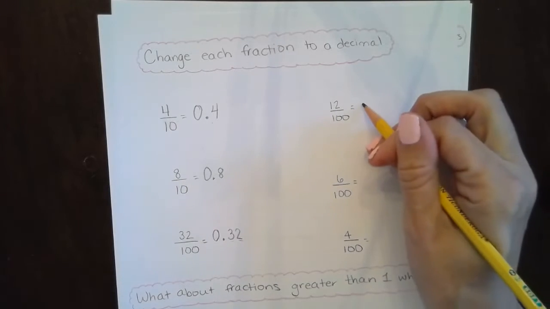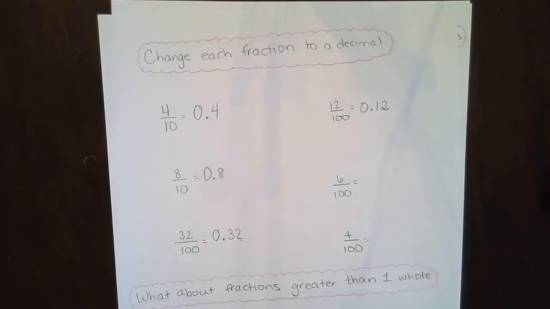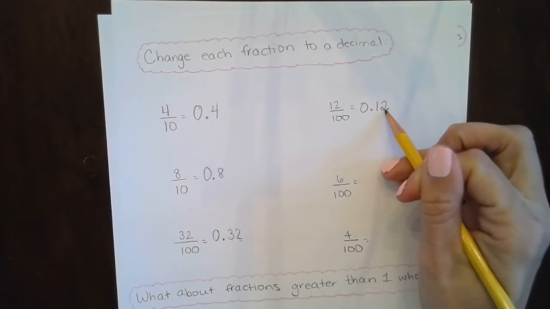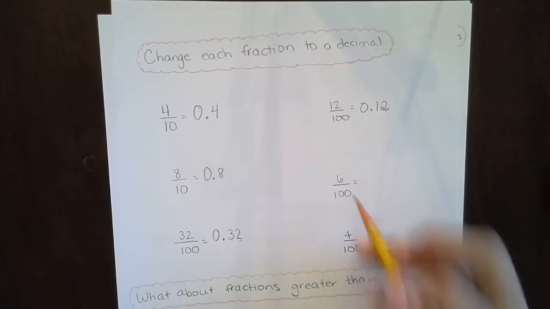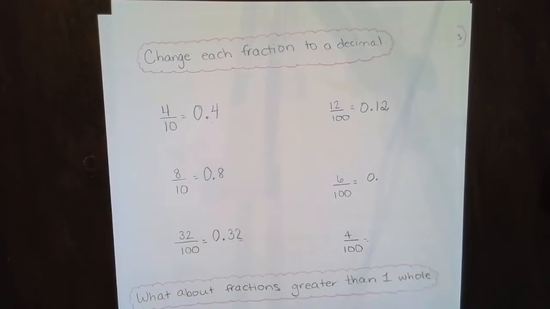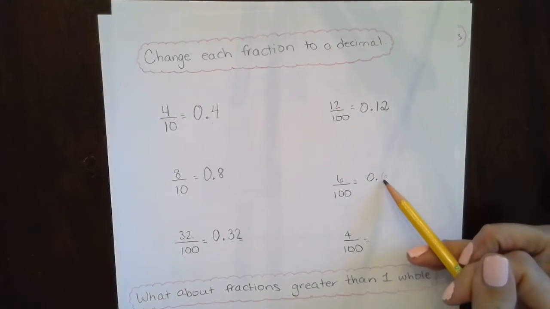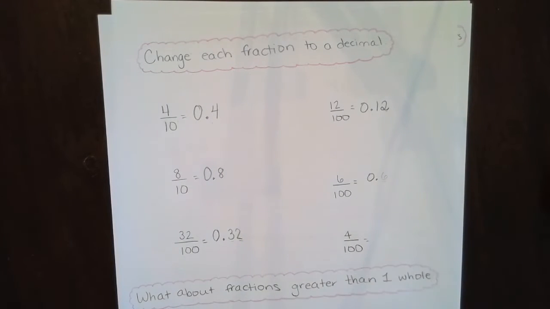And 12 hundredths here is going to be 0.12, ending in the hundredths place. Now this one's tricky, 6 hundredths, right? Sometimes people want to write 0.6, but if I put the 6 here, right? Well, that's going to say 6 tenths because it's ending up in the tenths spot.